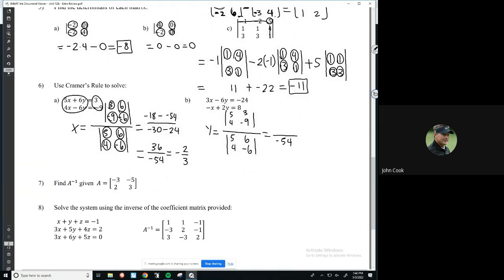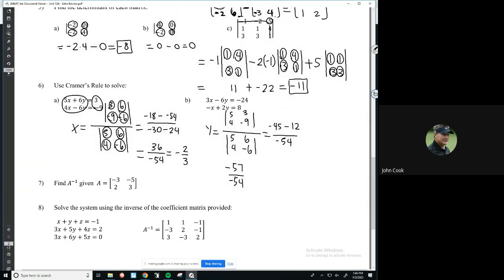And then in the top part, let's see here. So that'd be 5 times -9, which is -45. And then minus 4 times 3, which is 12. So that's a -57 or -54. That seems a bit off. Let me double check that I wrote everything down right. 3, -9, 6, -6.